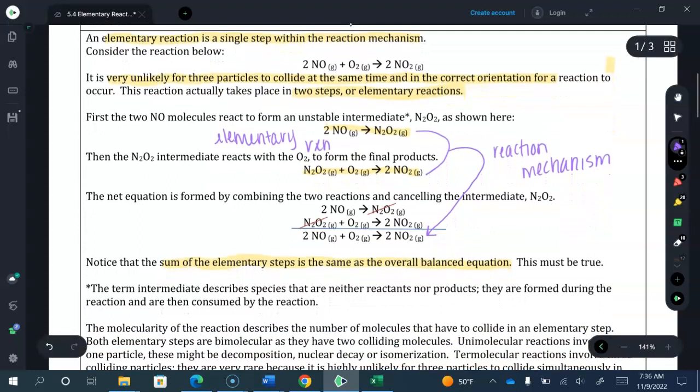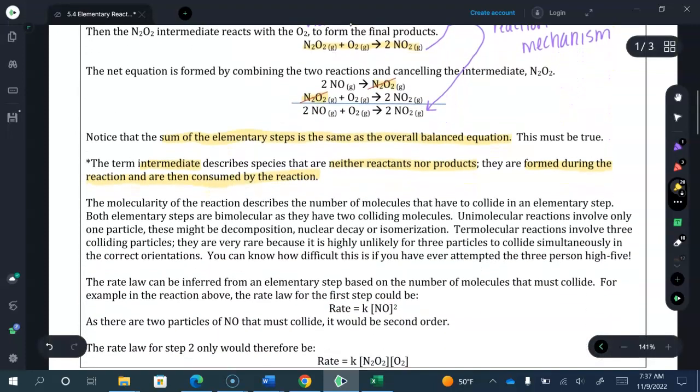The term intermediate describes a species that is neither reactant nor product. They are formed during the reaction and then are consumed by the reaction. So they are first made and then they are used again. They also tend to be highly unstable and so react very readily.